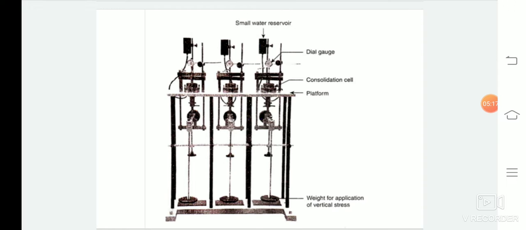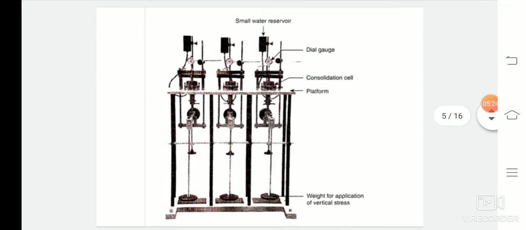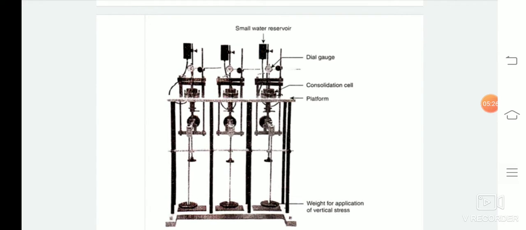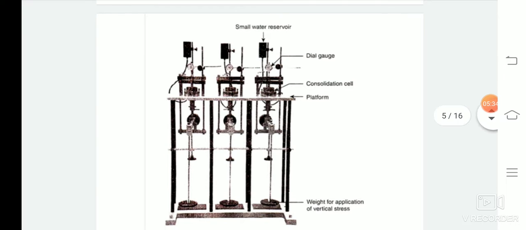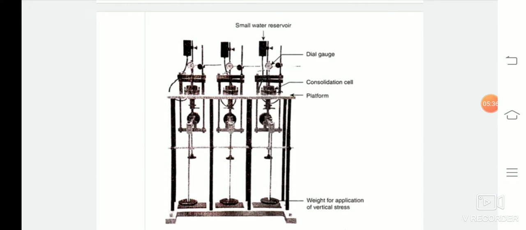So how is this test being carried out? What is the process of this test? Initially, a load of 5 kN per meter square, which is also known as the seating load, is applied on the soil specimen to adjust the unevenness of the surface of the soil specimen. The seating load is maintained for 24 hours or 1 day and then it is removed.